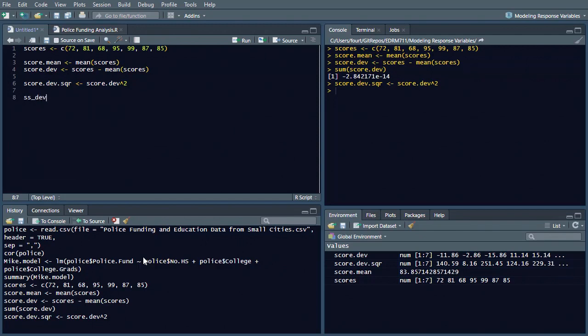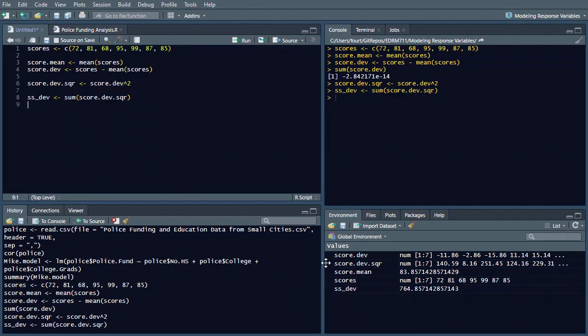So I'm going to call it SS deviation, for sum of squares deviation, and that's just our sum of the squared deviations, and that number turns out to be 764.86.